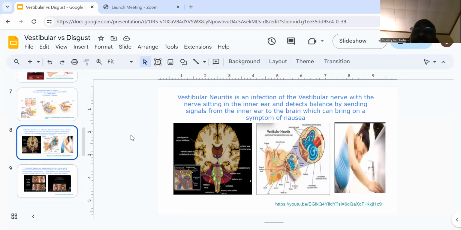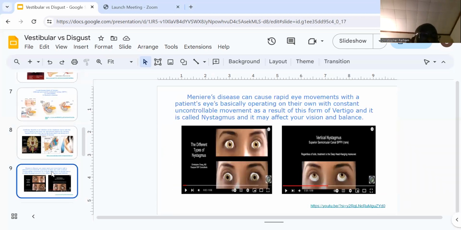Vestibular neuritis is an infection of the vestibular nerve, with the nerve sitting in the inner ear, and detects balance by sending signals from the inner ear to the brain, which can bring on a symptom of nausea. Meniere's disease can also cause rapid eye movements, with a patient's eyes basically operating on their own with constant uncontrollable movement as a result of this form of vertigo. It is called nystagmus, and it may affect your vision and balance.